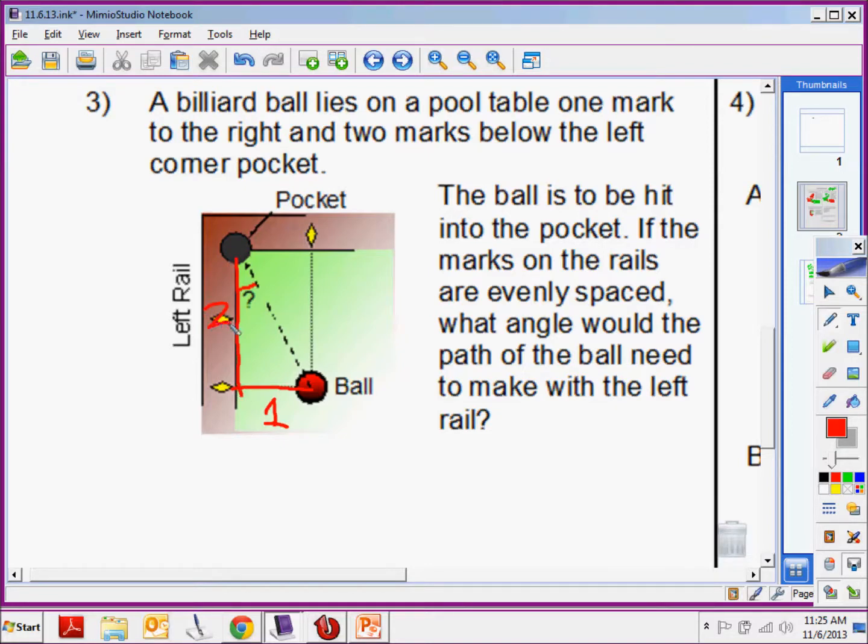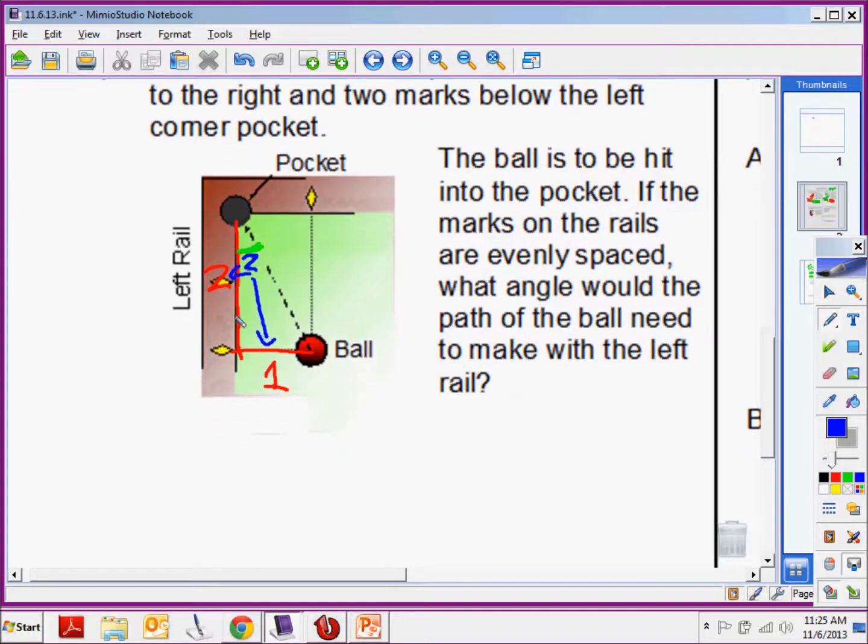2 marks. So once I know what those marks are, and I'm looking for this angle, what trig ratio would I use? I have my opposite and I have my adjacent. What is tangent? So I have tan of theta equals opposite over adjacent, which equals 1 over 2.